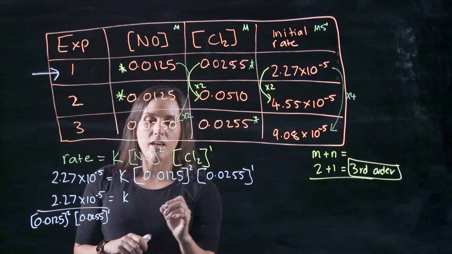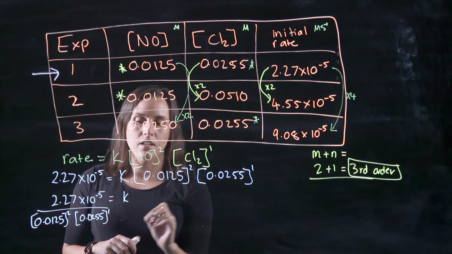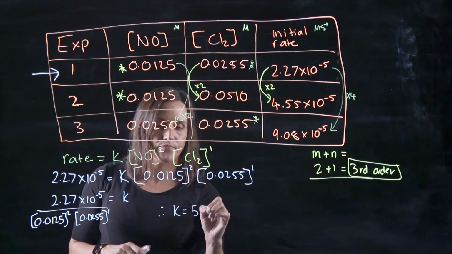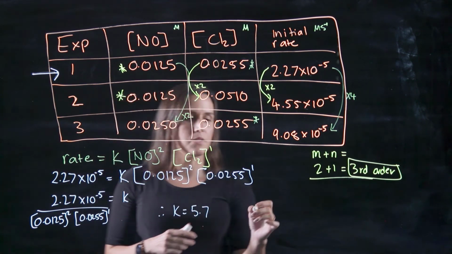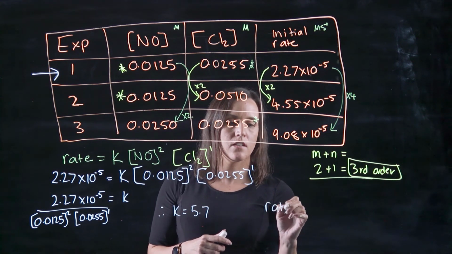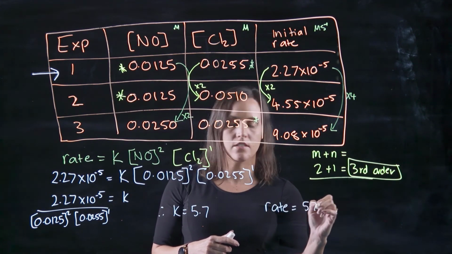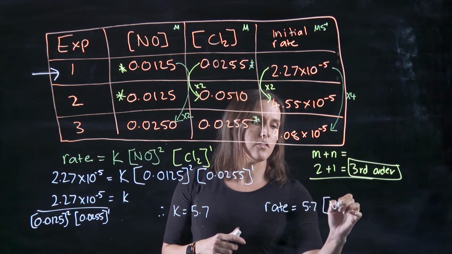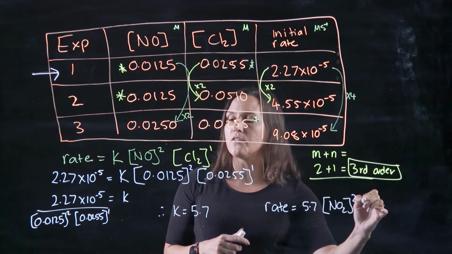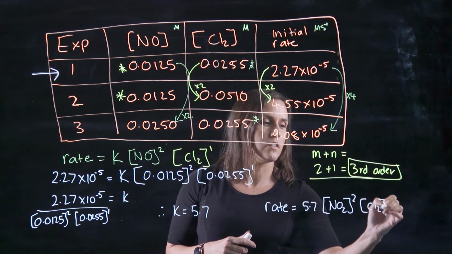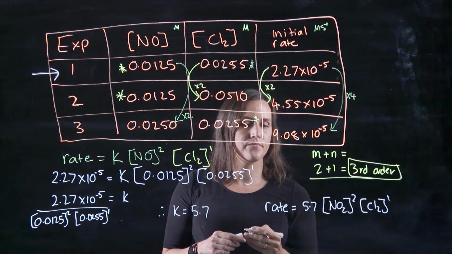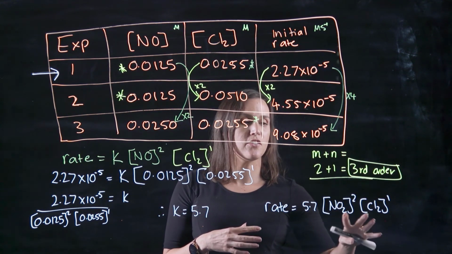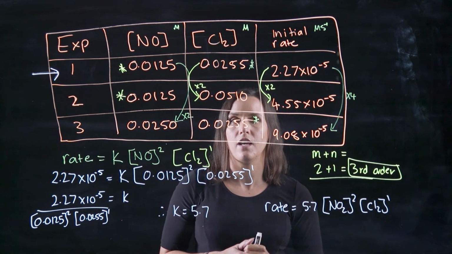So K therefore equals 5.7. So I can rewrite the expression. The rate equals 5.7 times NO to the power of 2, Cl2 to the power of 1. Okay, so now anytime I know the concentration of these two, I can work out the rate for that given time.